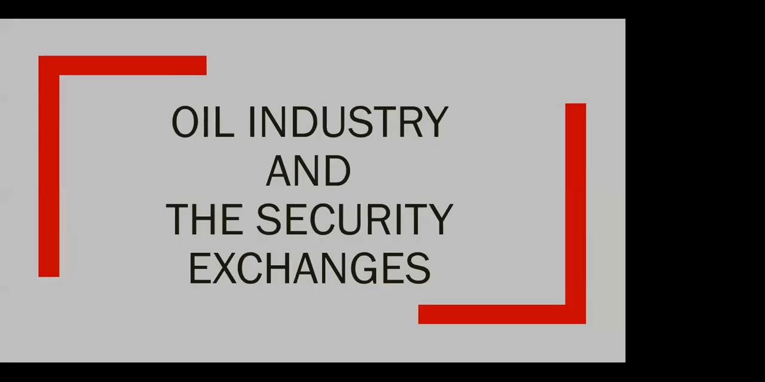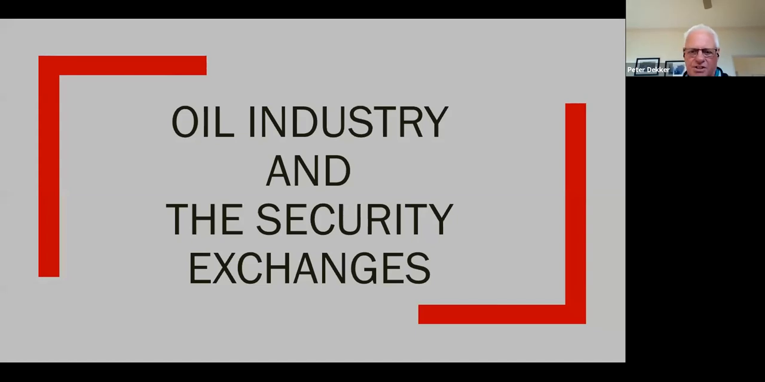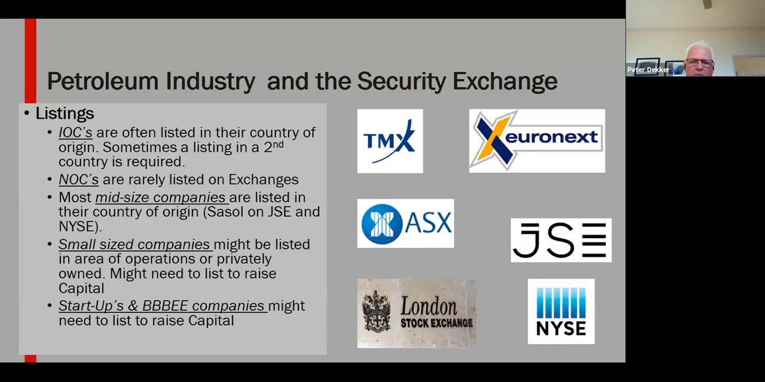Okay, oil industry and the security exchanges. So petroleum industry and security exchanges. Listings. The IOCs are often listed in their own country of origin. Sometimes they're even listed in a second country if it is required. For example, Shell was originally listed in the Netherlands, and then it got listed in the Netherlands and in London. And for example, Sasol is also listed in South Africa and in New York.